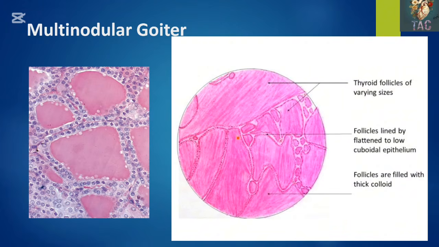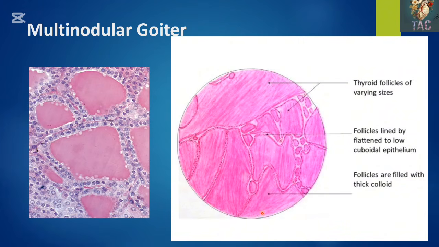The lumen contains a large amount of colloid, and in those follicles which are very large, having a large amount of colloid in their lumen, their epithelium becomes low cuboidal to flattened. So here in this location also you can see the follicles lined by flattened to low cuboidal epithelium, and here you can see thick colloid is present.